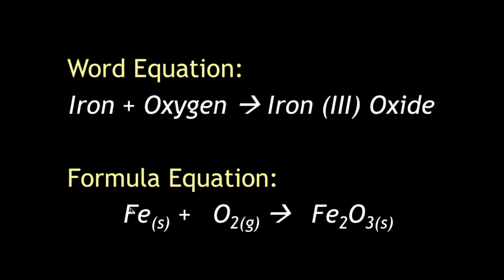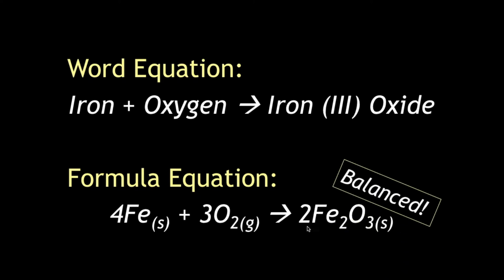The formula equation would be using the element symbol. So for example, instead of the word iron, it would be Fe. And we're going to learn what these symbols mean in a few minutes, actually. But this would indicate that this is a solid, and this would indicate that this was a gas. And then the product over here would actually be a solid that is being yielded.